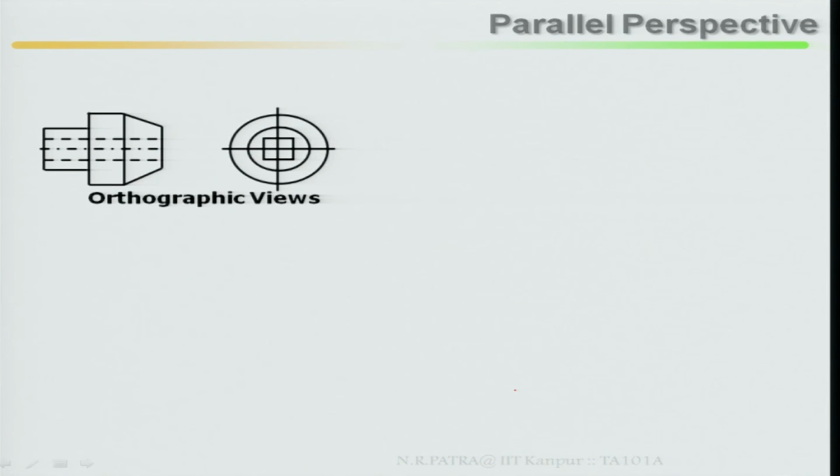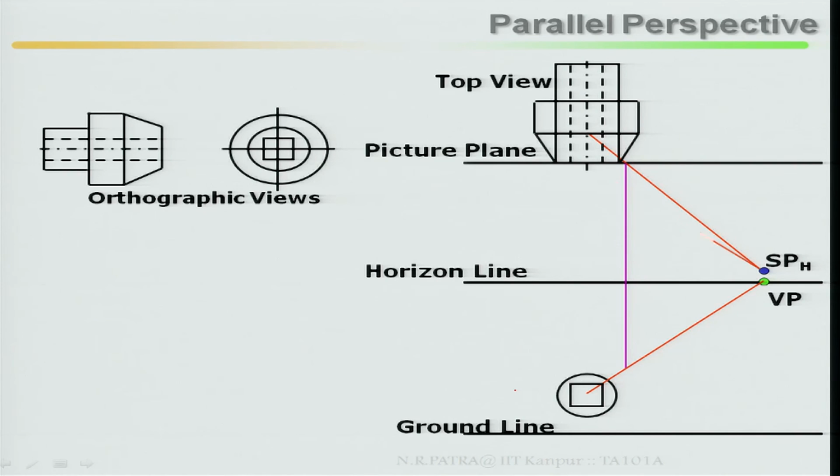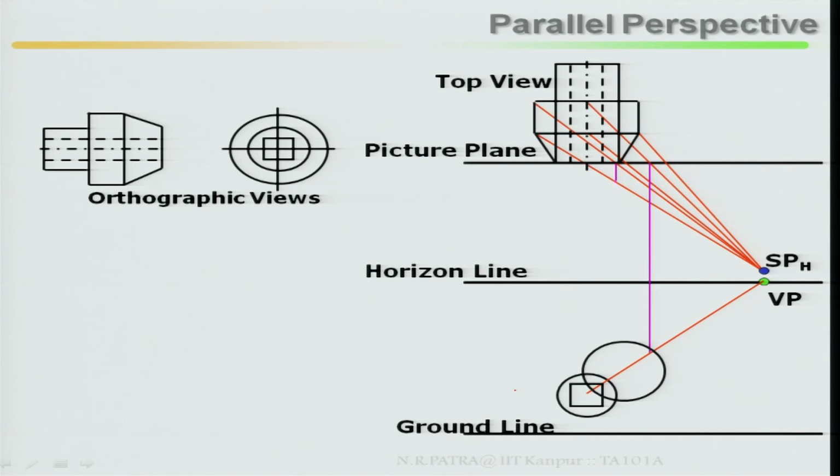One more example, I will go into more detail next class. One more example, parallel perspective. Orthographic views have been given: ground line, horizon line, picture plane, and the top view is touching your picture plane. So in this case it is a parallel perspective. One vanishing point will be there, identify the station point, then the vanishing point. From the ground line draw this, and from there join your vanishing point from the station point, make it one by one.